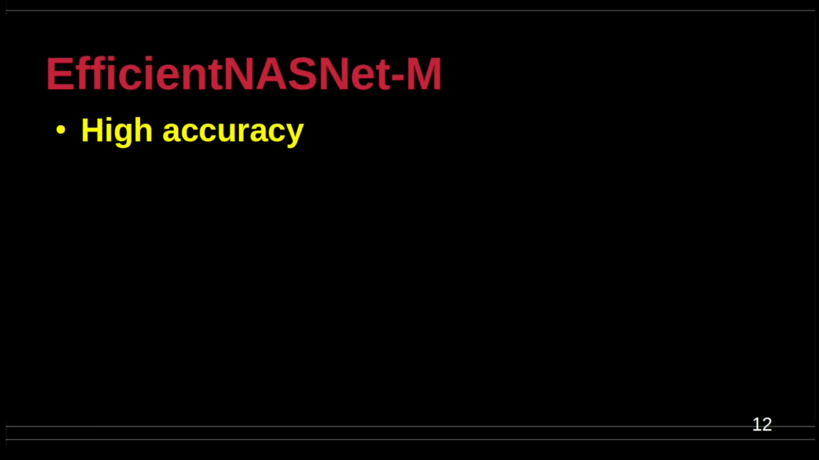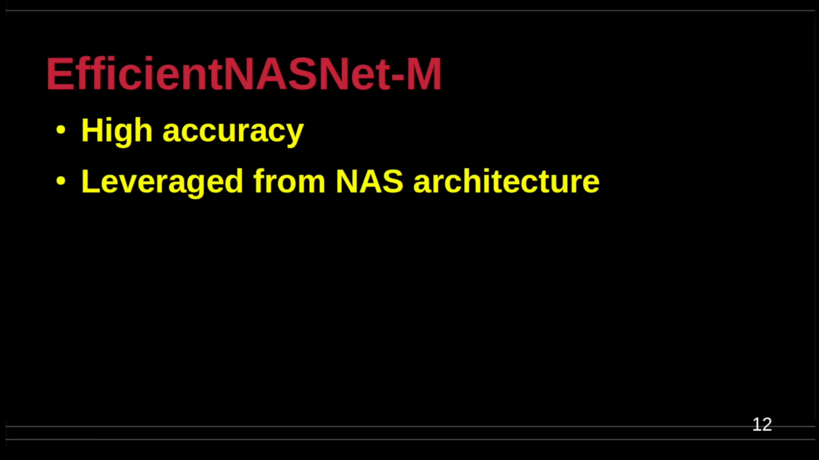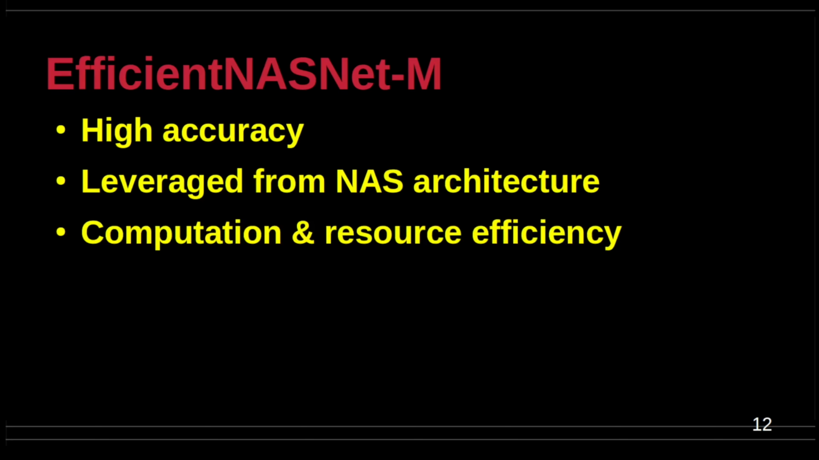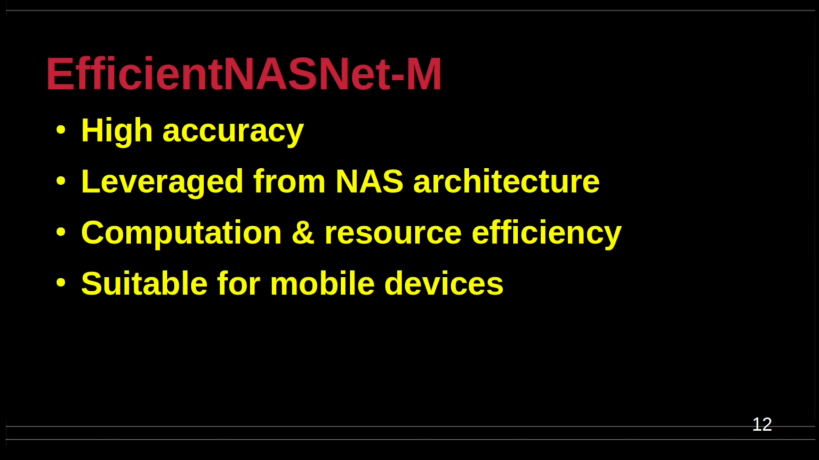Efficient NASNet is a powerful convolutional neural network architecture known for its high accuracy and efficiency. It achieves high accuracy on image classification benchmarks. Being built upon NAS architecture, it has better performance, leading to improved efficiency and accuracy. It is suitable for deployment on devices with limited computational resources.